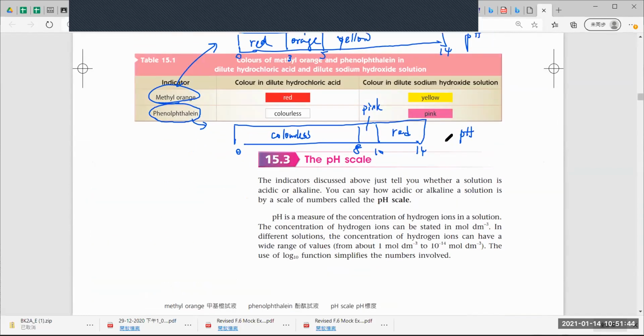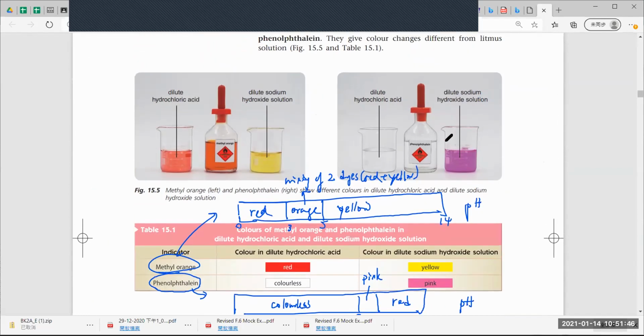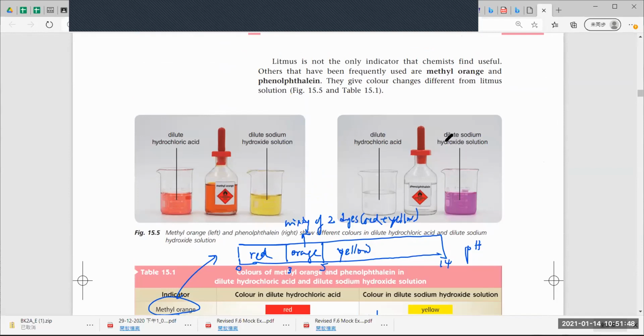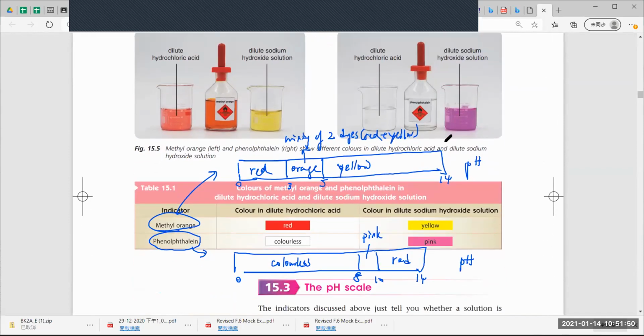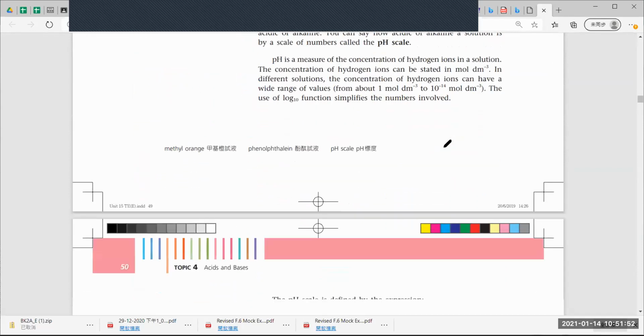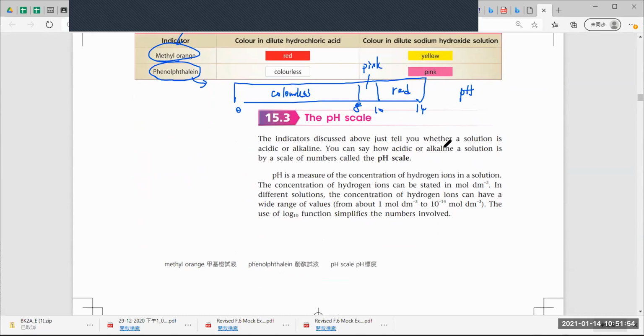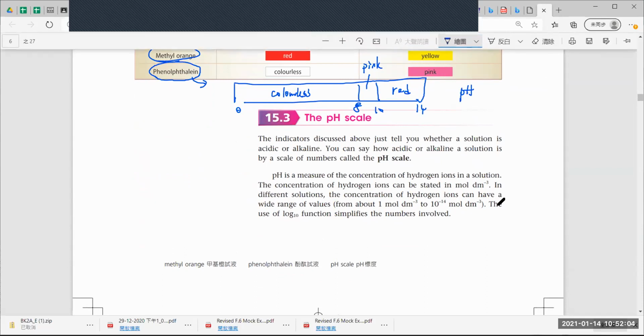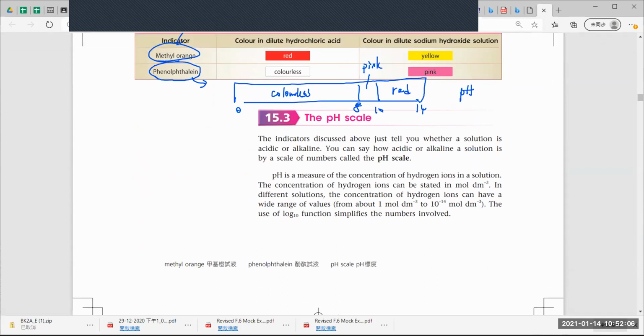How about universal indicator? It gives various colors at different pH, so it's a better choice if you want to know the pH. So it's time to get to know what is meant by pH. In Form 2, nothing is told about this P and H. What is that? Why do P and H come together? And why is it a small letter P and a capital letter H?